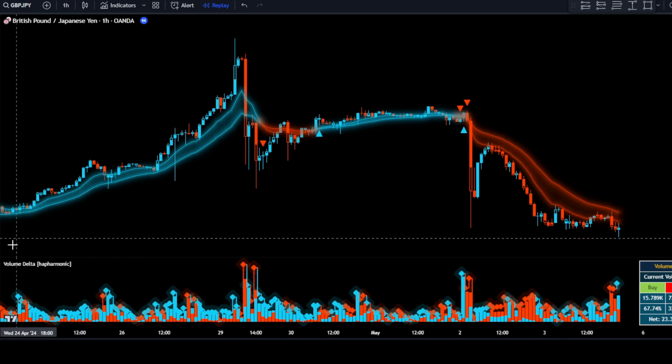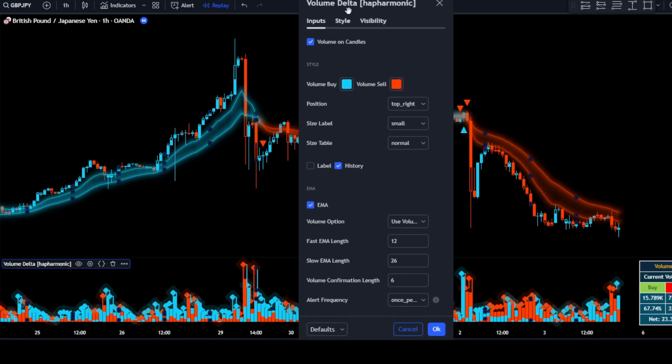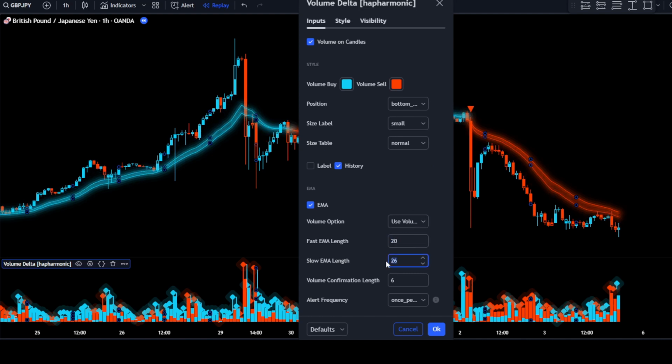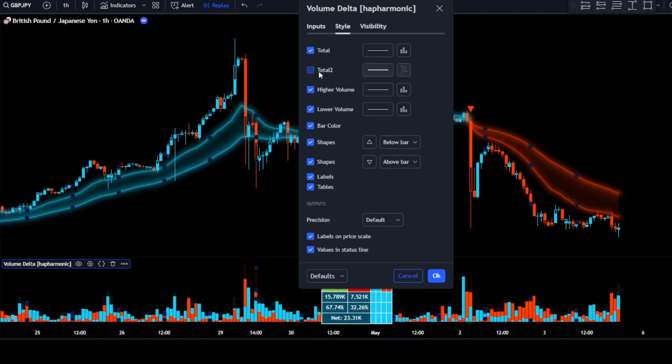Now, let's configure the Volume Delta indicator. In the Input tab, set the table position to bottom center. Change the fast EMA length to 20. Change the slow EMA length to 50. Then go to the Style tab. In the Style tab, uncheck the boxes for Total To and Shape. Once done, click OK to confirm the changes.